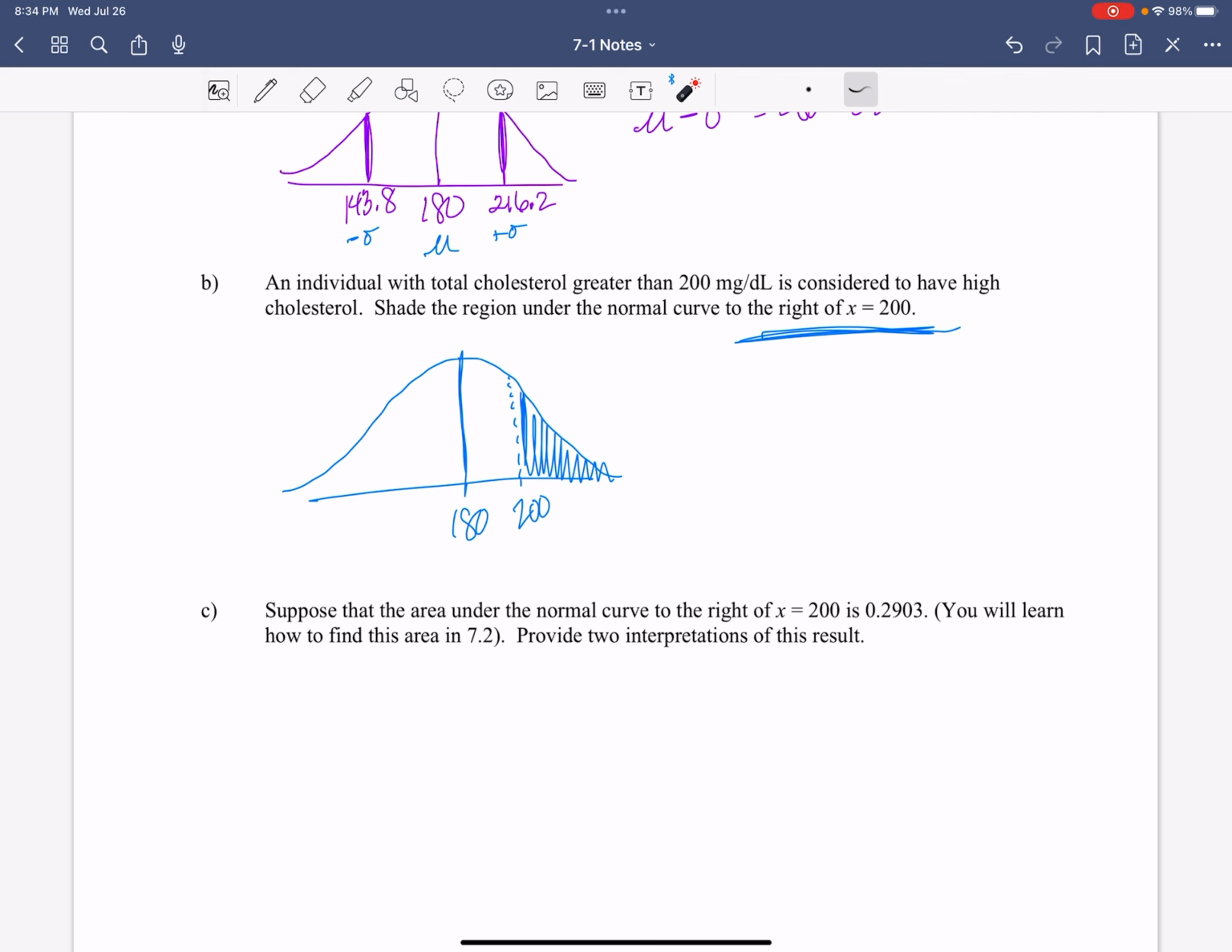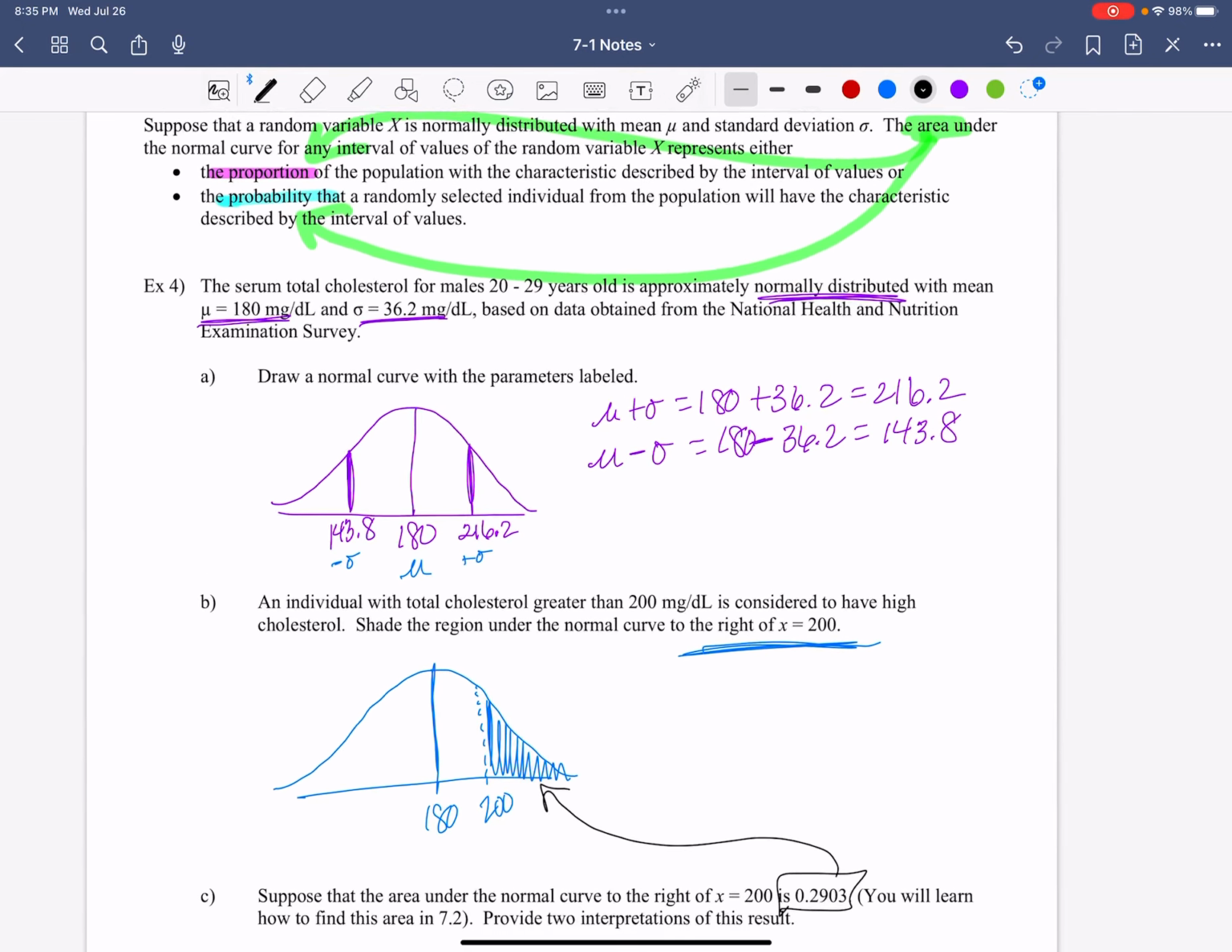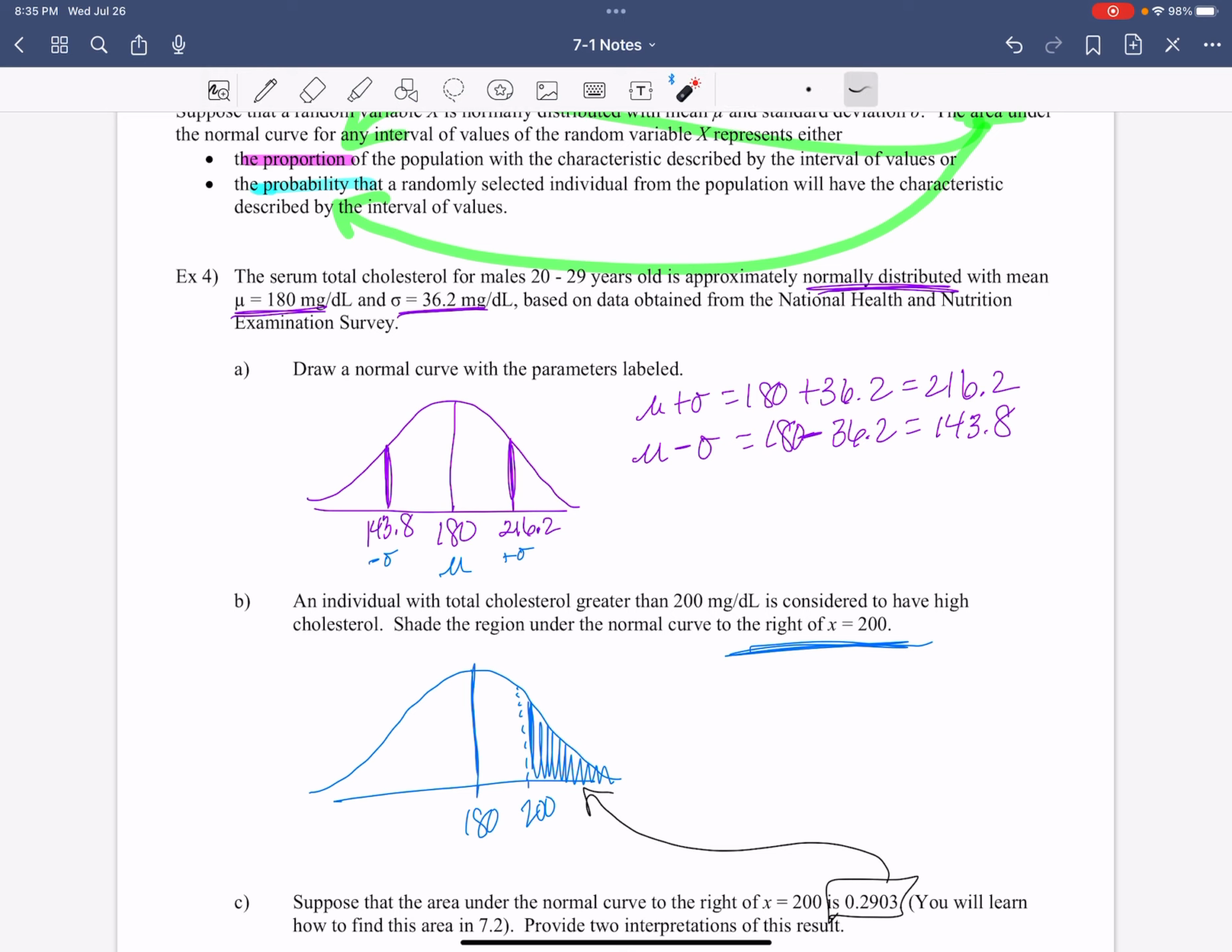All right, so suppose this area that we're looking at right here under the curve to the right is 0.2903. So this area is what's shaded, 0.2903. You'll learn how to find this area in 7-2, so sit tight. It's really awesome. We're just laying the groundwork. Provide two interpretations of this result. So I'm going to squeeze this back down here. What did we say? You're going to get two things out of this, right? You're going to get the proportion and you're going to get the probability.